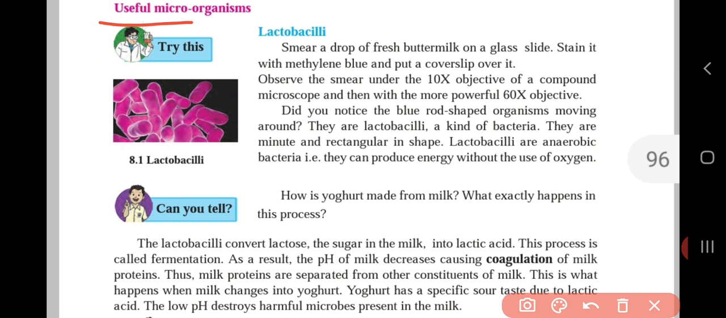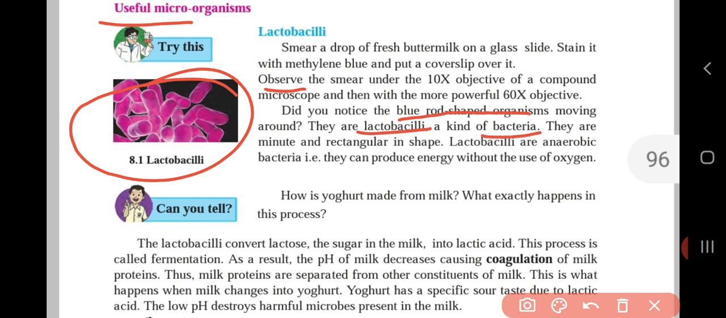To understand this, there is an activity given over here, where you have to take fresh buttermilk on a glass slide with methylene blue, and put a cover slip over it, and then observe it under the 10x objective of a compound microscope, and then a powerful 60x objective. And what we'll notice are blue rod shaped organisms, as shown in this diagram, moving around, and they are lactobacilli, a kind of bacteria.